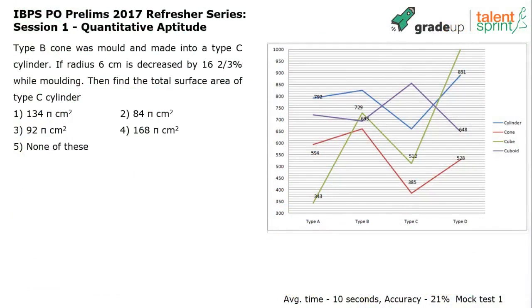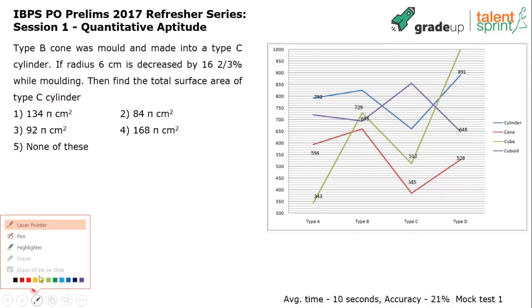Here's the next one. Type B cone was molded and made into a type C cylinder. If the radius 6 cm is decreased by 16 2/3% while molding, then find the total surface area of type C cylinder. You have 1 minute for this. Your clock starts now.